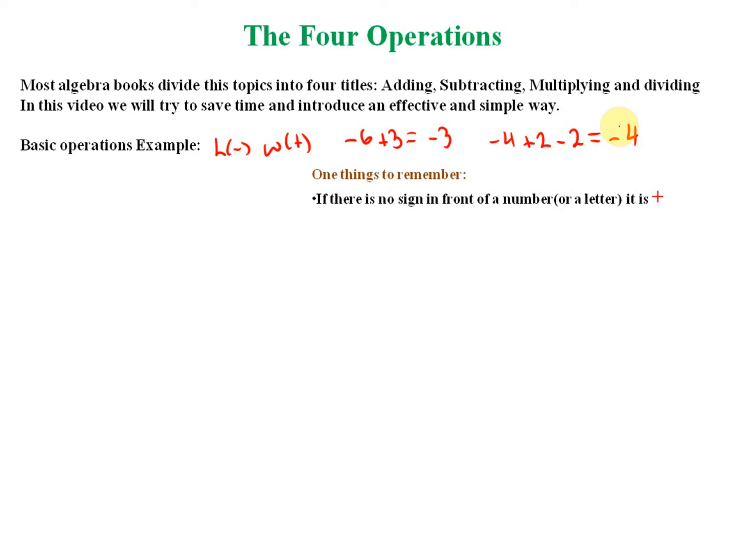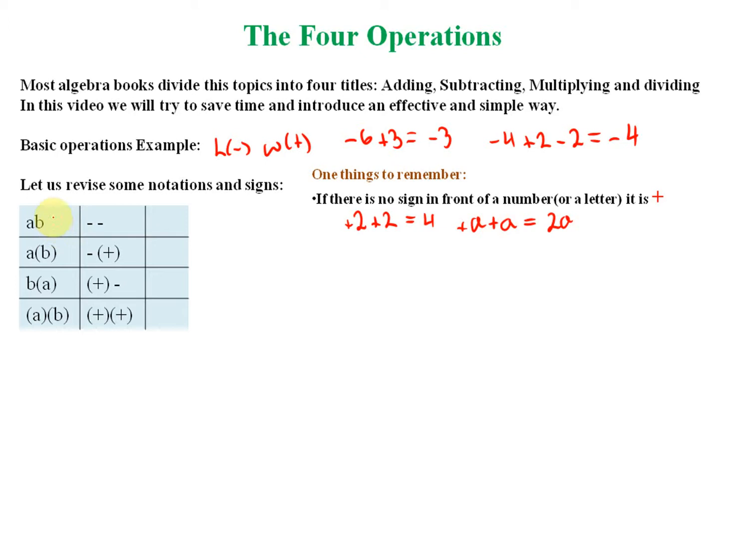One thing to remember, if there's no sign in front of a number or a letter, it is positive. I can prove this one. 2 plus 2 is equal to 4. Why? Because I know that the first 2 has a sign in front, which is positive, so positive 2 plus positive 2 would give me a positive 4. Same with a plus a is equal to 2a, because I know that there's a positive sign in front of the first a. Let us look into this table.